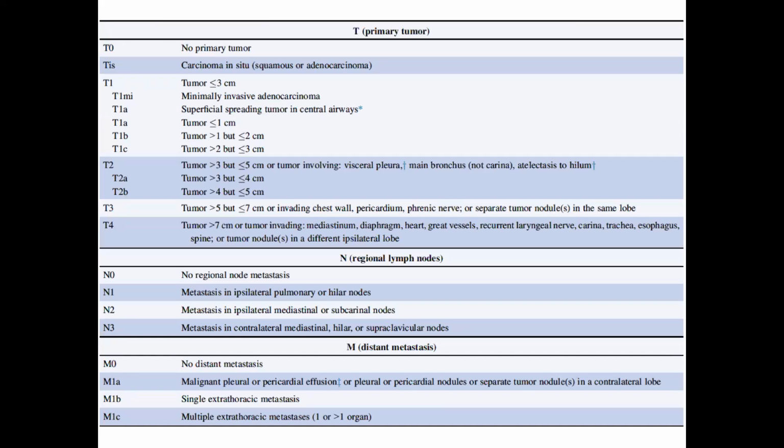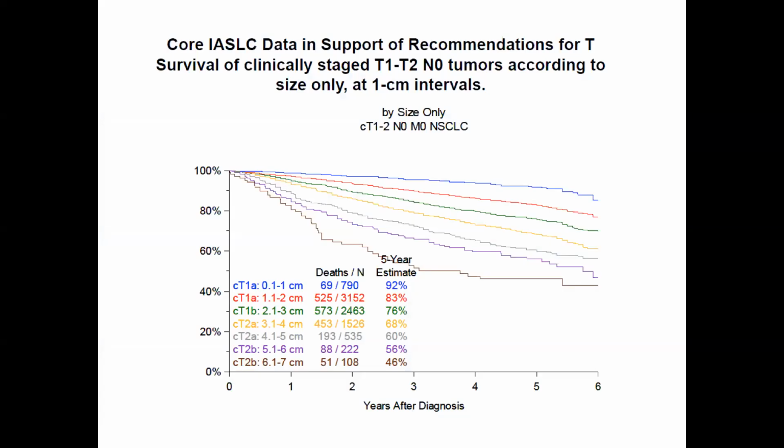We need to keep that in mind in that strange way, particularly with some of the adenomas that we may be dealing with. M1B, a single extrathoracic metastasis, M1C, multiple extrathoracic metastases. So that's an overview of the TNM staging as it now applies. Just to emphasize, the dramatic thing is looking at size.